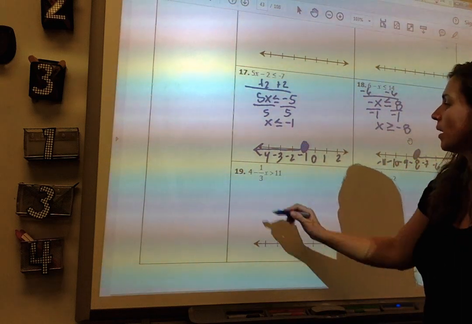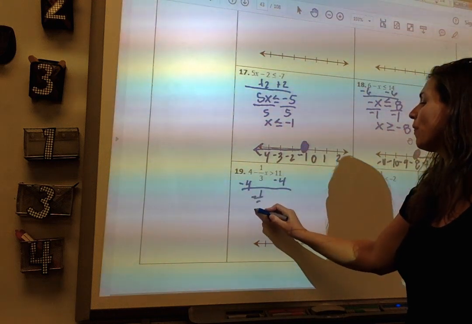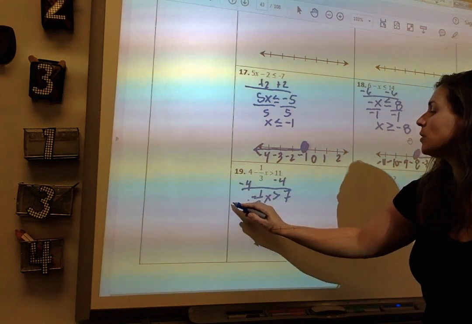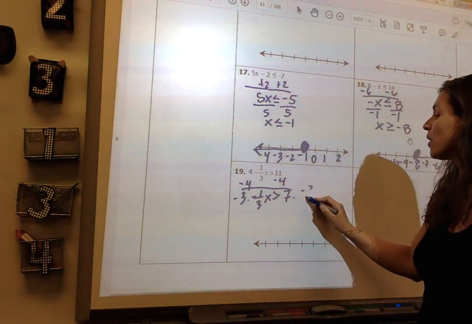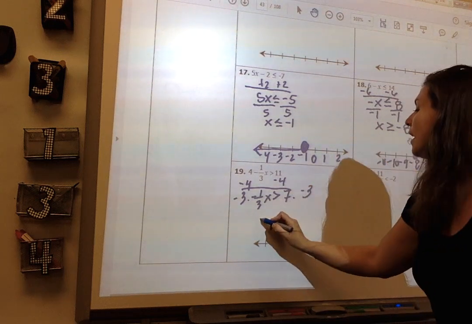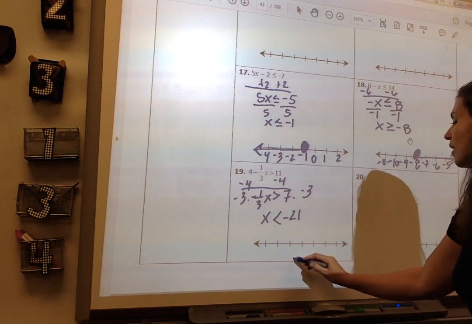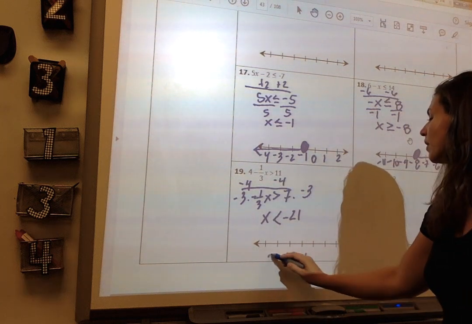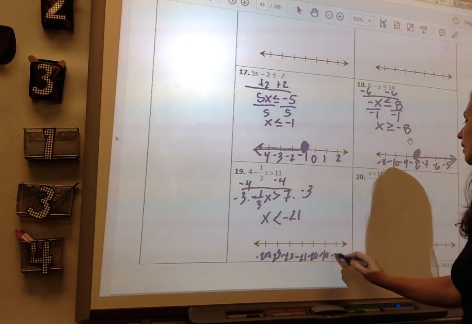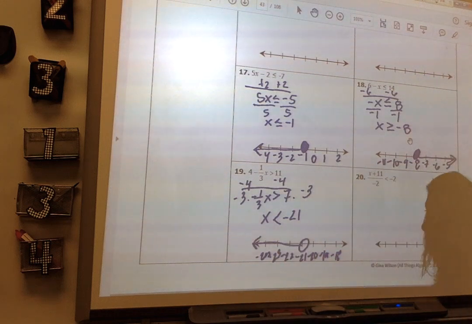Number 19, I'm going to subtract both sides by 4. And look, I get negative 1/3 x is greater than 7. I'm going to multiply both sides by a negative 3. I'm multiplying both sides by a negative. That light bulb should go off, and I'm left with x is less than negative 21. I had to flip my sign. Target number is negative 21, so I'm filling out my number line. Negative 19, negative 18. Open circle on negative 21, shade to the left.